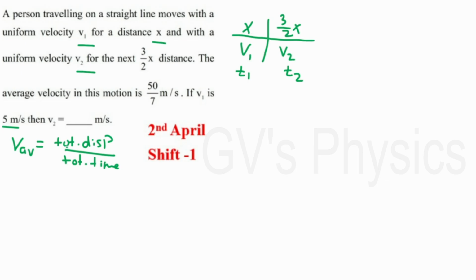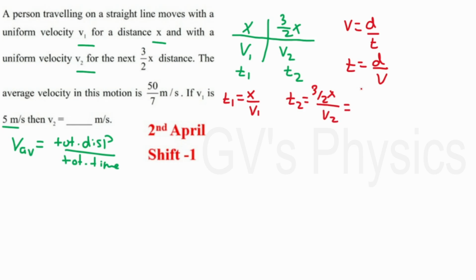We know the displacement, that is x and 3 by 2x, so you can sum up that one. Total time we have to find, that is t1 plus t2. For that we can use a general formula. We know velocity is equal to displacement by time, so time is equal to displacement by velocity. So t1 is equal to displacement x by velocity v1. Again for time t2, the displacement is 3 by 2x by velocity v2. If we want, you can take 2 to the denominator, so 3x by 2v2. So we got t1 and t2.